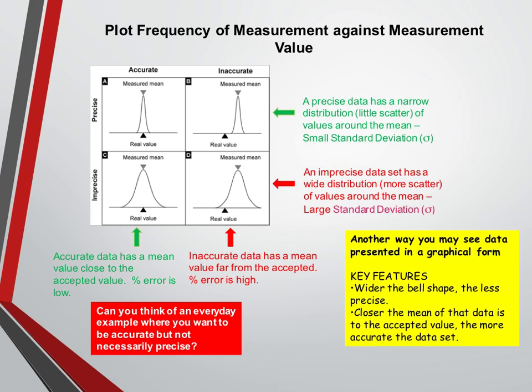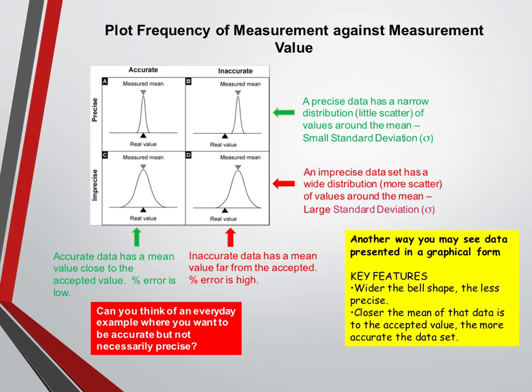When you look at these two profile curves, you have a very wide scatter, right? There's a very large standard deviation, so there's a lot of scatter. So these two types of data would be much lower in precision than the other two.